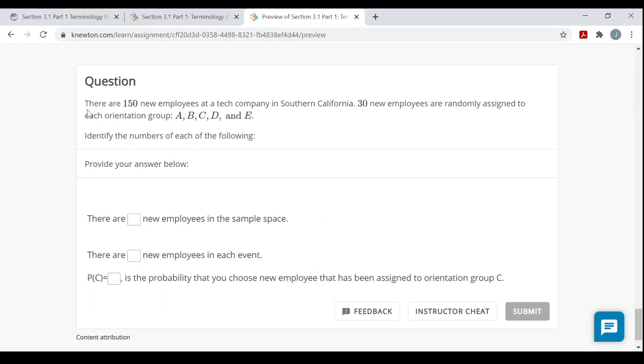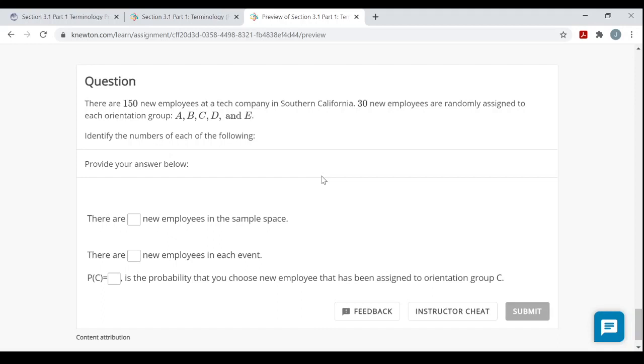All right, so here, the question is, there are 150 new employees at a tech company in Southern California. 30 new employees are randomly assigned to each orientation group, A, B, C, D, and E. Identify the numbers of each of the following. What's happening here is these 150 employees are going to be broken up into 5 groups, A, B, C, D, and E. 150 divided by 5 is 30, so each group is going to have 30 employees.